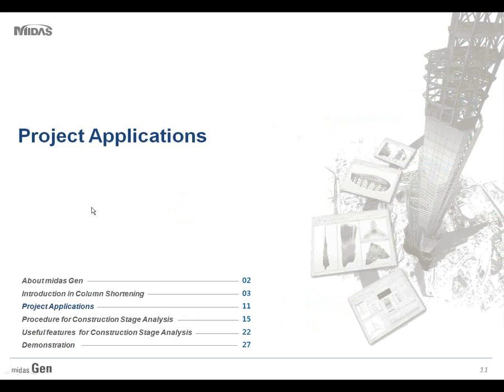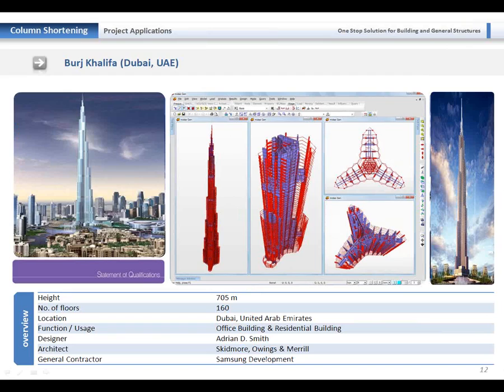So we have seen the general concept of the construction stage and column shortening. I would like to show you the project application which has been done using MidasGen for the column shortening analysis. First of all, the Burj Dubai, the Burj Khalifa. It has 160 floors with a height of 700 meters. The general contractor, Samsung Development, used MidasGen to calculate the column shortening and applied it to the real construction.